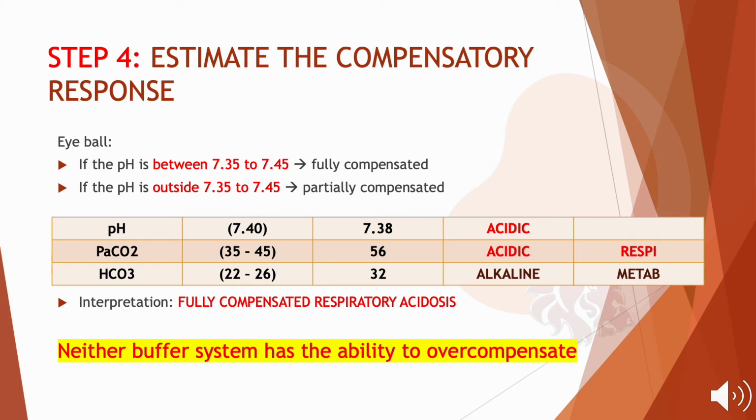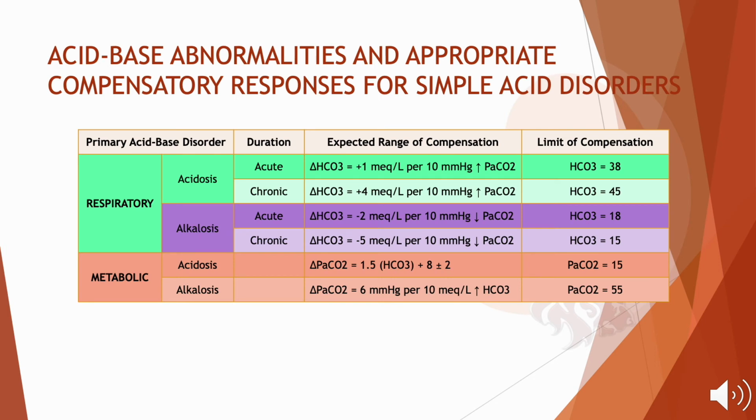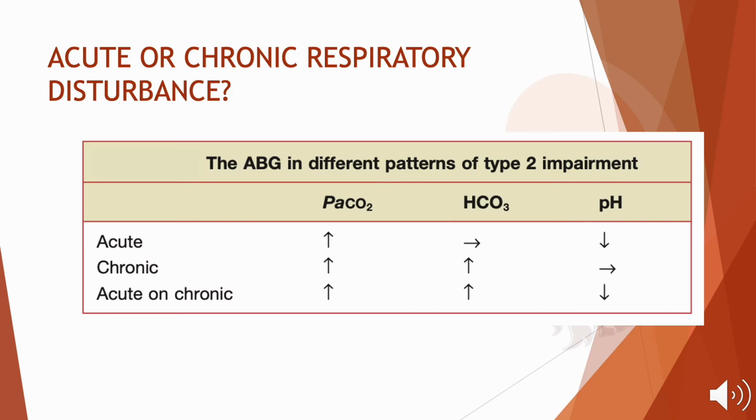Now remember that neither the buffer system nor the respiratory or renal system has the ability to overcompensate. Here's the formula for the acid-base abnormalities and appropriate compensatory responses for simple acid-base disorders. Also given is the limit of compensation. As we have mentioned, neither system has the ability to overcompensate. But how do we determine whether the respiratory disturbance is acute or chronic?